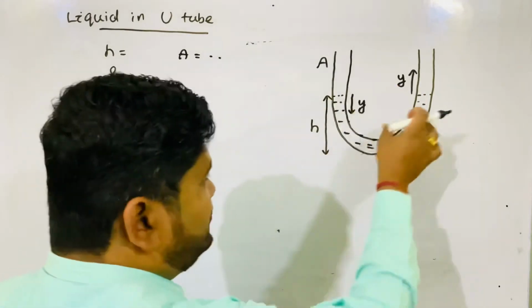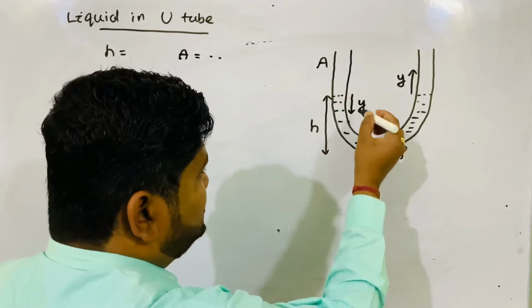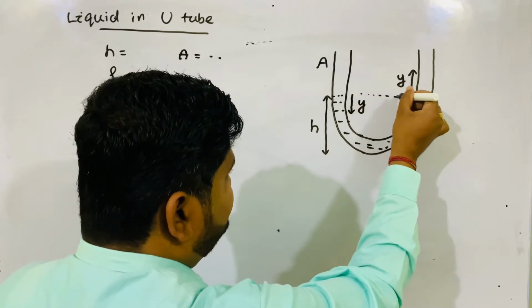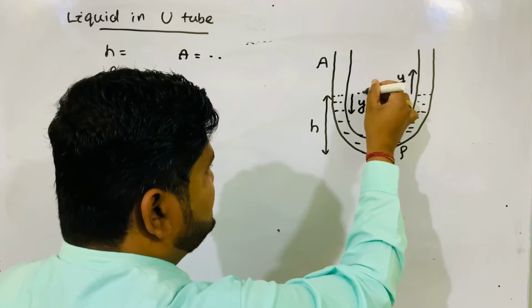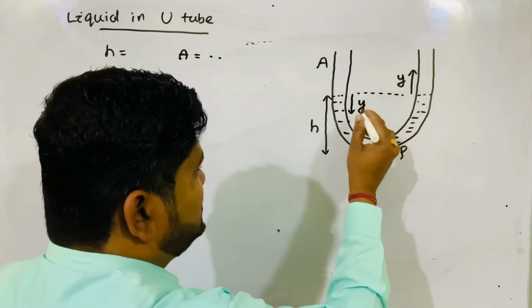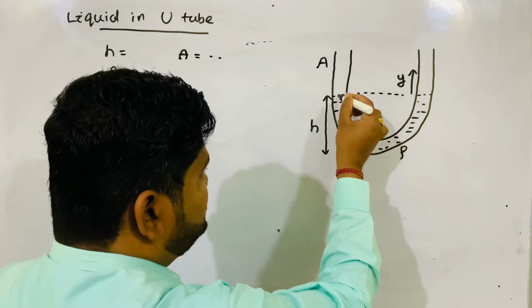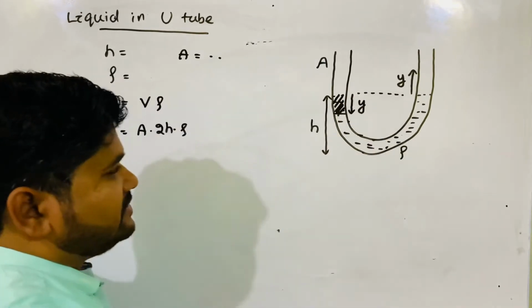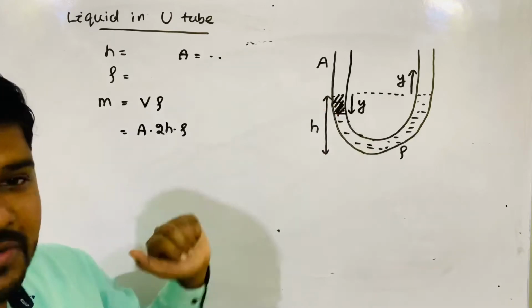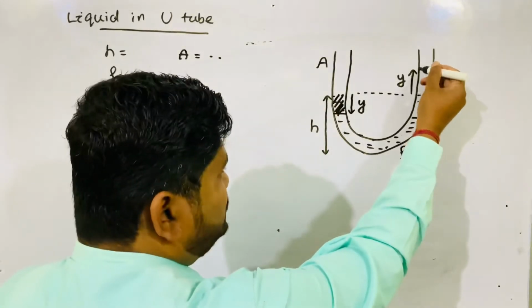Because that liquid entered that side. So now this was the level first, but now it rises by y distance here. The situation will be like this. I have given a shaded sign, meaning there is no liquid now here. It was originally there, but now liquid goes to this side.